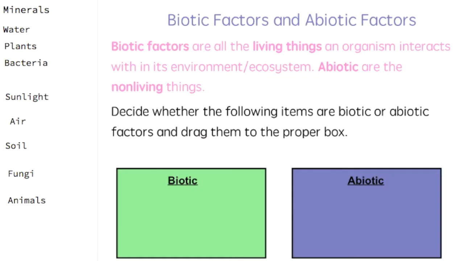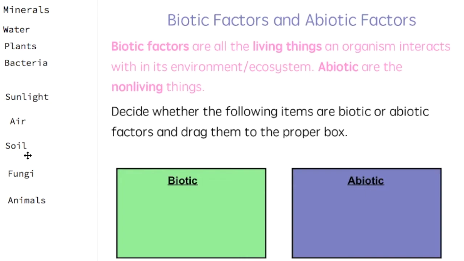Next, we have biotic factors and abiotic factors. Biotic factors are all the living things an organism interacts with in its environment or ecosystem, and abiotic factors are all of the non-living things. So this is a little bit tricky because something that gets produced by a living thing, even if that thing is not alive, is still considered biotic. So, for example, a dead animal was once alive. It's no longer alive now, but it was once alive, so that is still considered biotic.